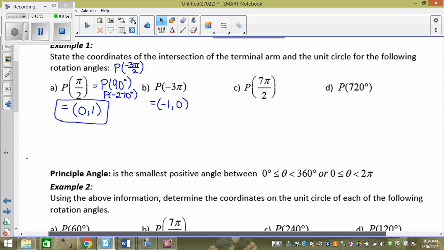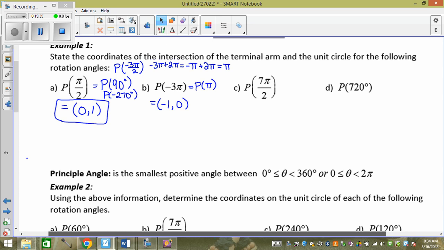Now, what you could do is just find the coterminals of it, till it lands on your unit circle. So I could go, okay, what's negative 3 pi plus 2 pi? Negative pi. Is that still on my unit circle in my principal angle between 0 and 2 pi? Nope. So I add 2 pi again, which gets me pi. So this is the same as P of pi. Could I not just do the coterminals till I get myself on the principal angle unit circle? Absolutely, because they land on the same thing.